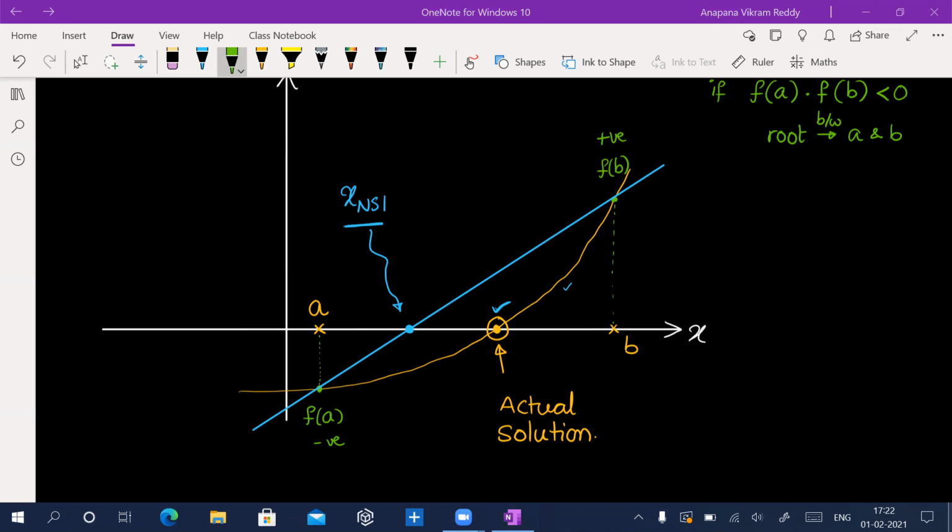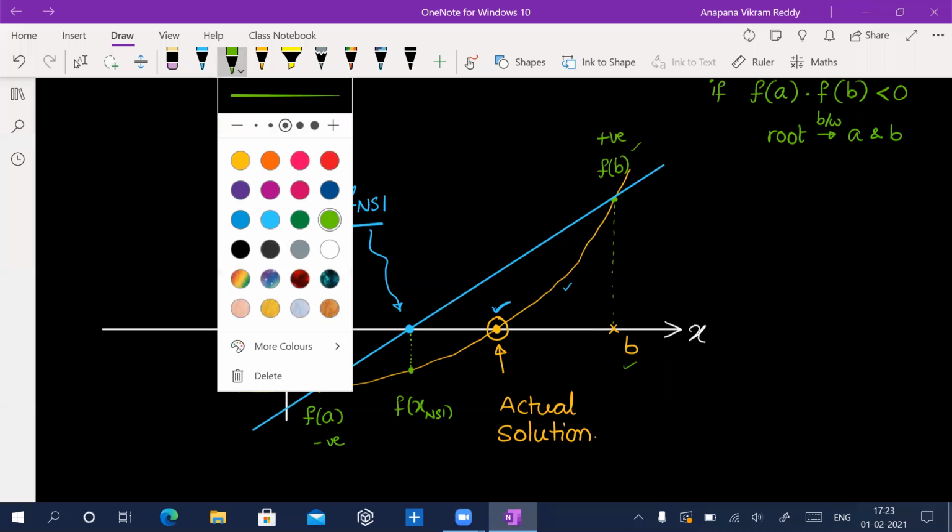you found f(A), at B you found f(B). That's great. Now this is x_{n+1}. At x_{n+1} you have to find f(x_{n+1}). Say it is x_{n+1}. Now again, what will we do here? x_{n+1} has some negative value in this case, whether it's negative or positive, forget about that.